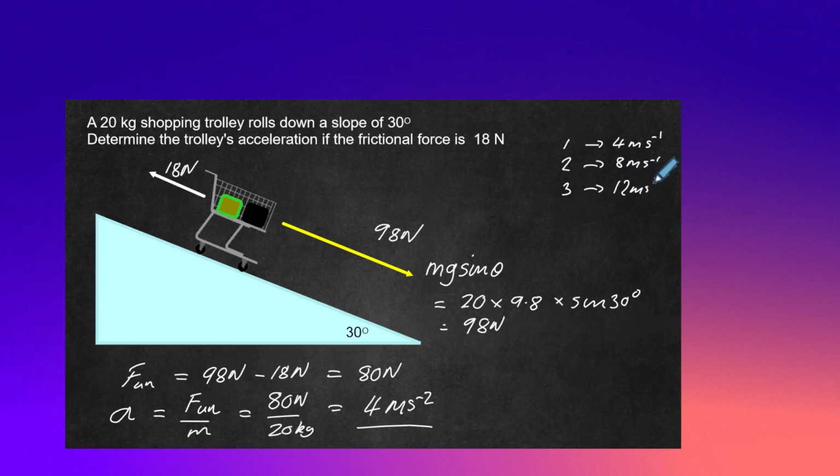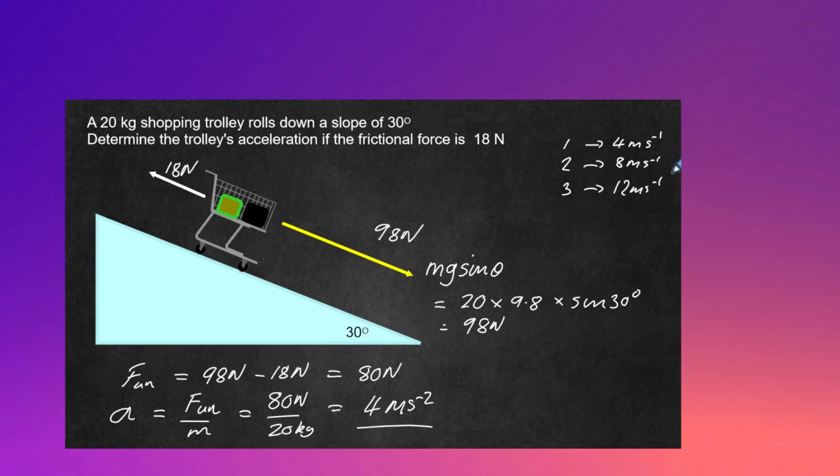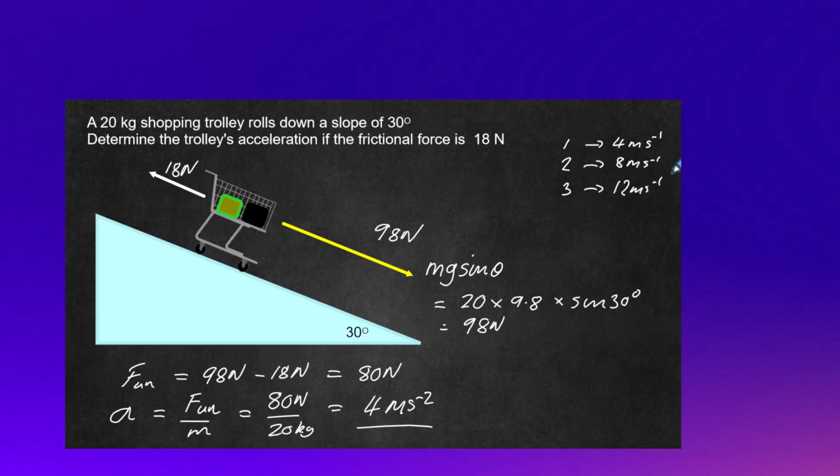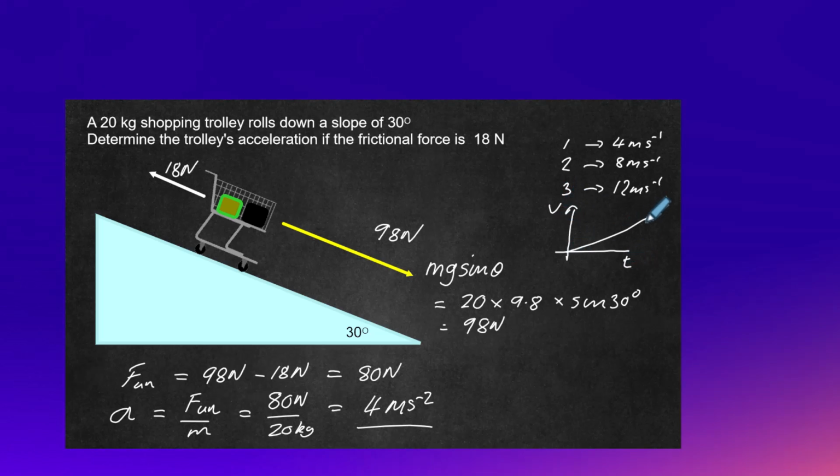So you can see what's happening when we work out an acceleration. We have worked out how its speed is increasing every second. We could draw a graph of that. We could say the graph could look like this: time and velocity, and the graph would be a straight line like that.